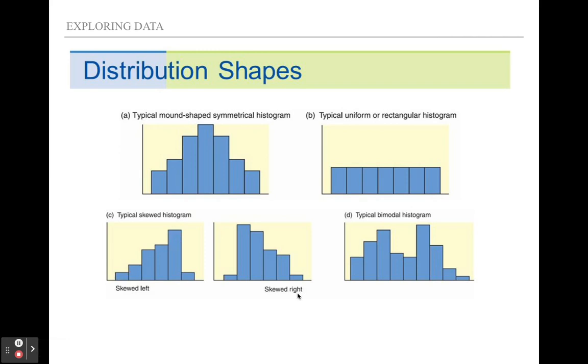And we give it those names because of what it does to the mean. When you're skewed to the left, it'll pull the mean towards the left, and when you're skewed to the right, it'll pull the mean towards the right. We'll talk more about the mean later. And this is bimodal because it's got 2 humps, 2 mounds or clusters of data. You could also be trimodal, multimodal, but if you've got roughly 2 clusters here, you're called bimodal.